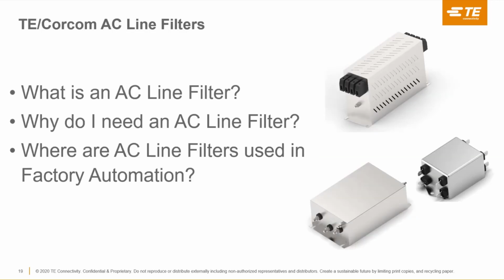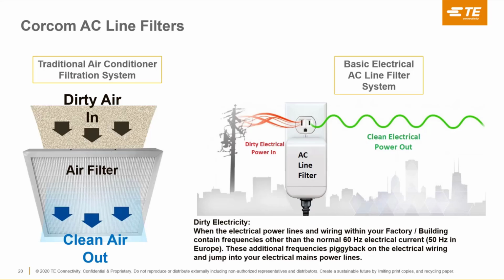Again, TE Corecom AC line filters. What is an AC line filter? Why do I need an AC line filter? And where are AC line filters used in factory automation? The whole scope of this: an EMI filter is a device that suppresses conducted interference.